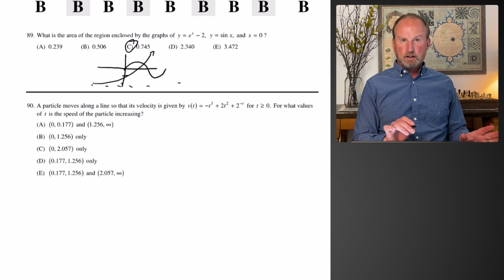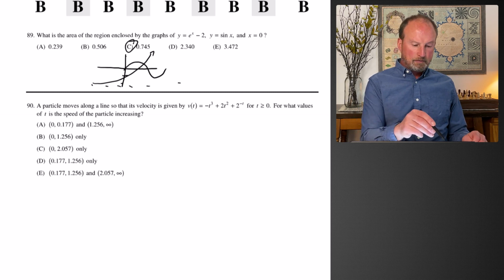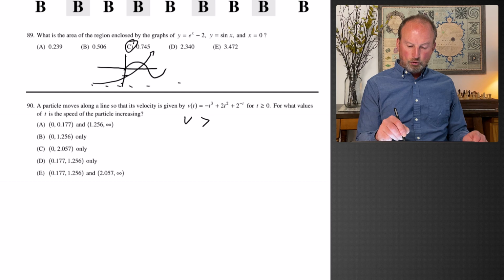Okay, I'm not going to calculate it. It looks like 2.057. It can't be 0.177. That doesn't make any sense. And it can't be 1.26. It's clearly right around 2. So I know that my velocity is greater than 0 when t is less than 2.057.